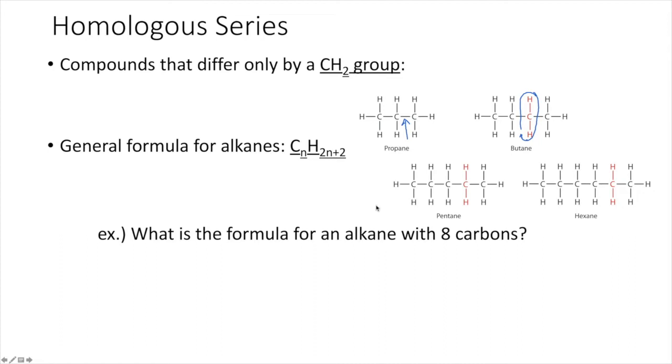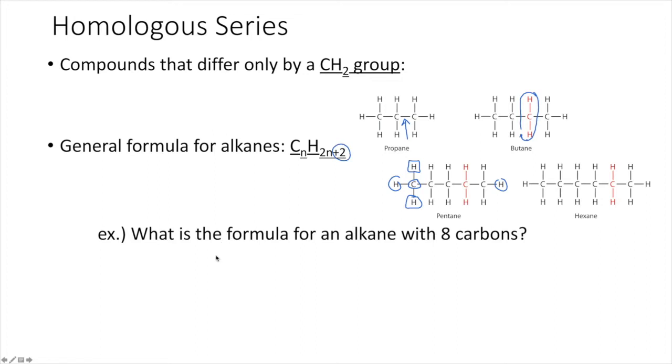Okay? So you can see that from any, pick one of these structures. Let's look at pentane. In this case, for every carbon, I've got 2 hydrogens, right? So that's why you have the relationship N and 2N. And then you've also got these two hydrogens on the very end, and that's what the +2 is for.